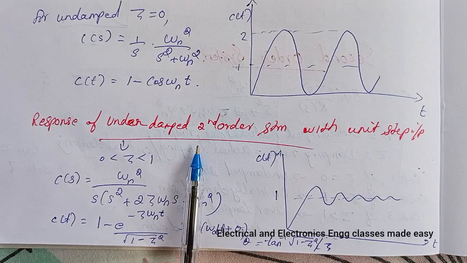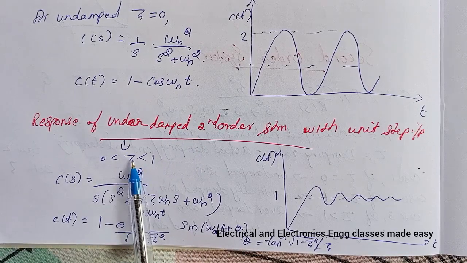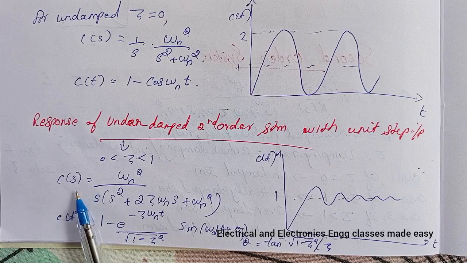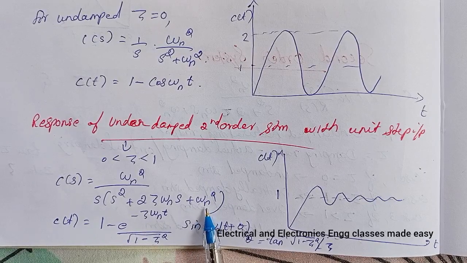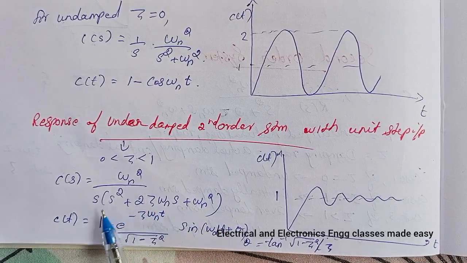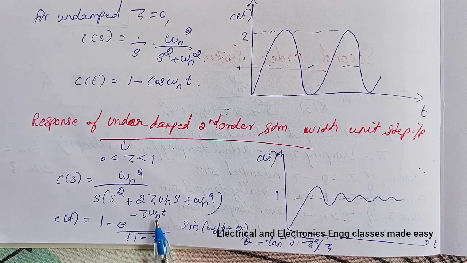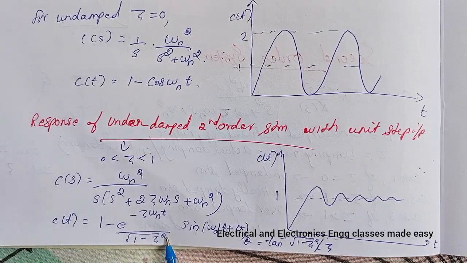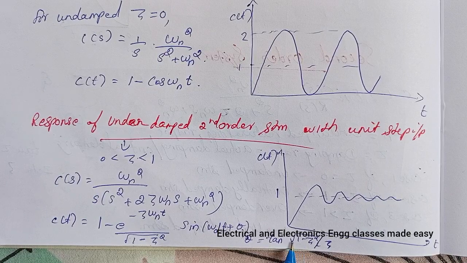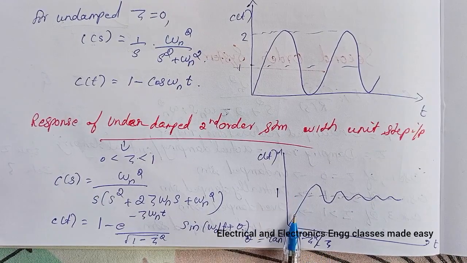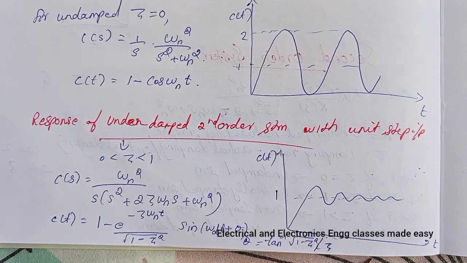And this is the response of the undamped second order system for unit step input. Next is the response of underdamped second order system with unit step input. For an underdamped system, the value of zeta is between 0 and 1, and C of s equal to omega n square divided by s into s square plus 2 zeta omega n s plus omega n square. After taking the inverse Laplace transform, we get c of t equal to 1 minus e raised to minus zeta omega n t divided by root of 1 minus zeta square into sine of omega d t plus theta, where theta is tan inverse of root of 1 minus zeta square divided by zeta. And this is the response of the underdamped second order system with the unit step input.